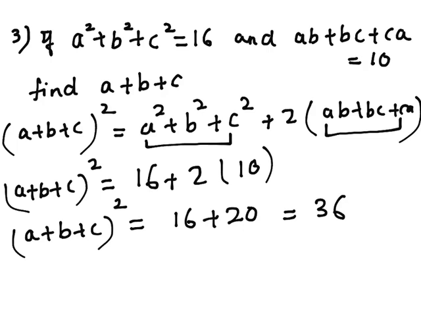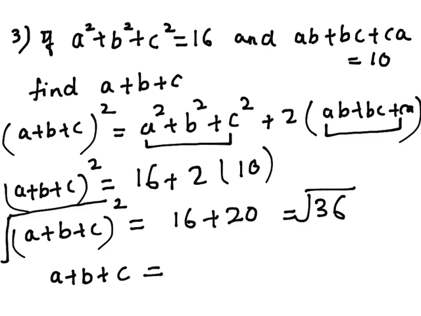But here we have to find out the value of A + B + C. For this what we will do, we will take the square root on both sides. Right, so here we will get A + B + C, and clearly 36 is the square of the number 6. So we get the value of A + B + C as 6.